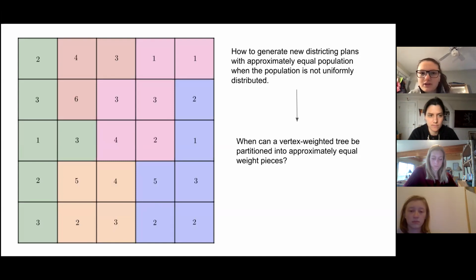Here's an example of the 5x5 grid. But instead of having districts of equal number of blocks, I've split them into districts that have approximately equal population. So there's some deviation of about 1 or 2 between each of the total populations of each of these districts. And so the question that I was looking at is, when can a vertex weighted tree be equally partitioned into 2 equal weight pieces, approximately equal?